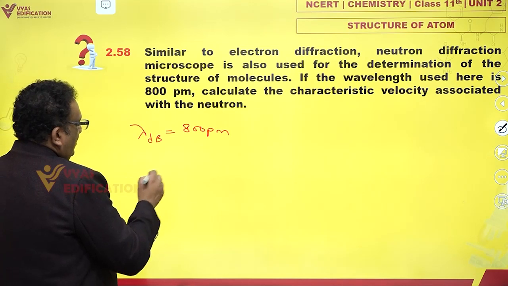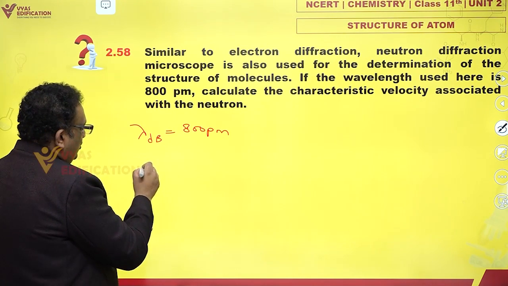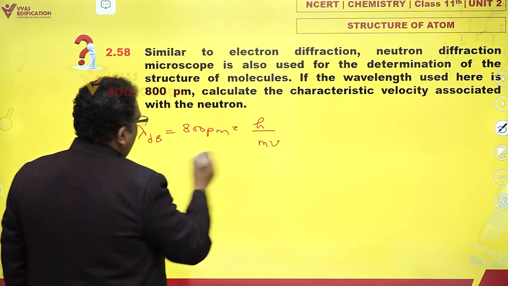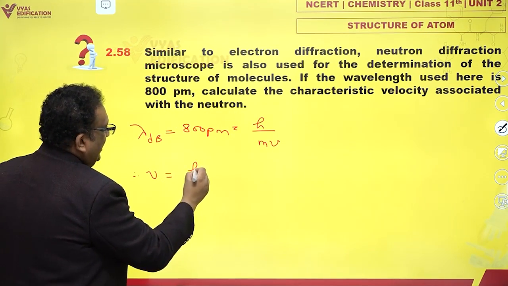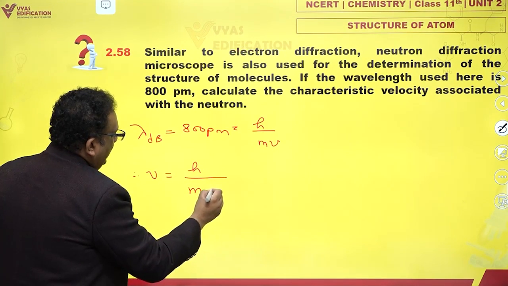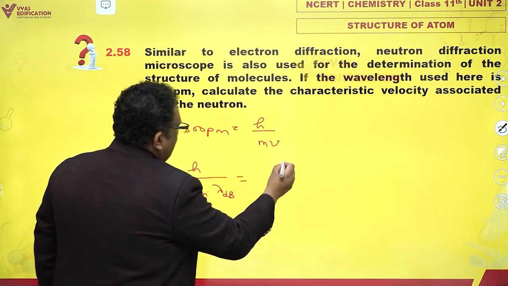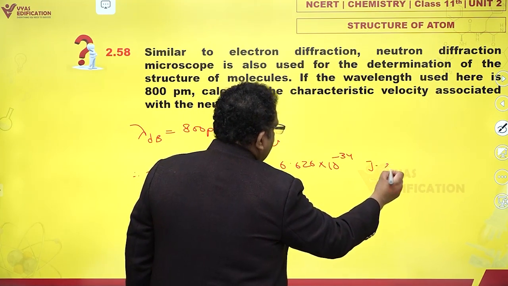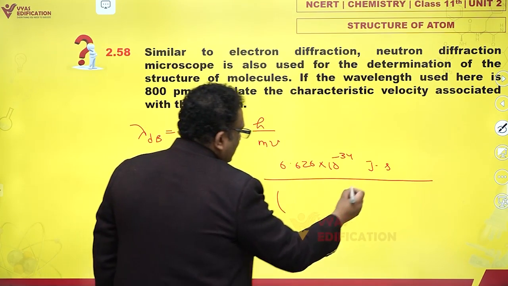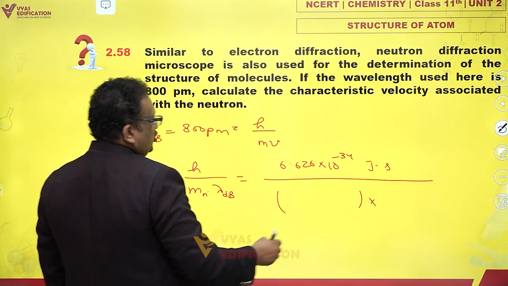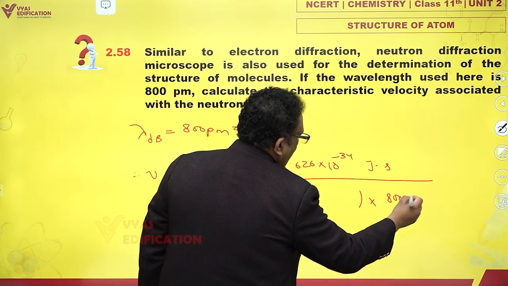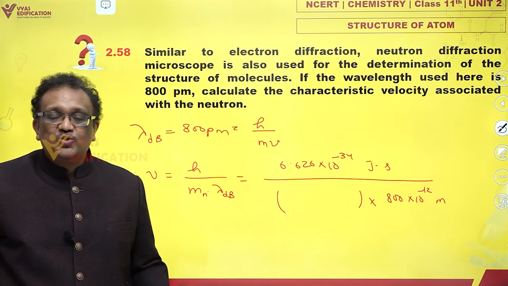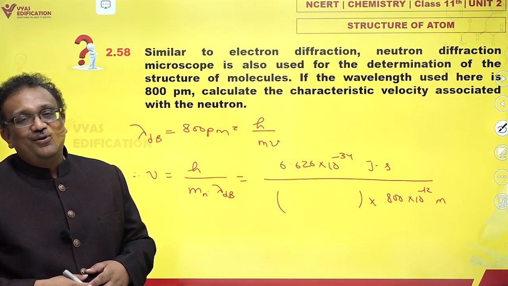Velocity. Now, please note, this is h by mv. Therefore, velocity of neutron will be h by mass of neutron into lambda de Broglie, which is 6.626 into 10 raised to minus 34 joules second, divided by mass of neutron into de Broglie wavelength. The de Broglie wavelength is 800 picometers. So all I need to do is to put the mass of neutron and do the calculations.